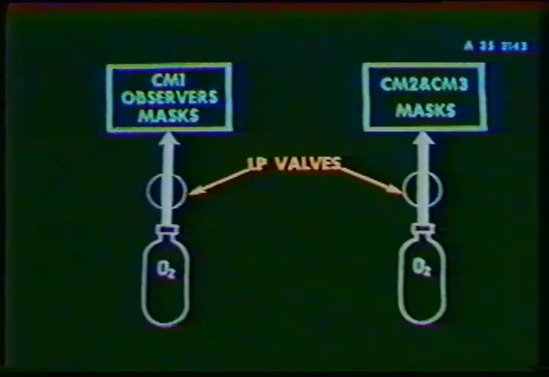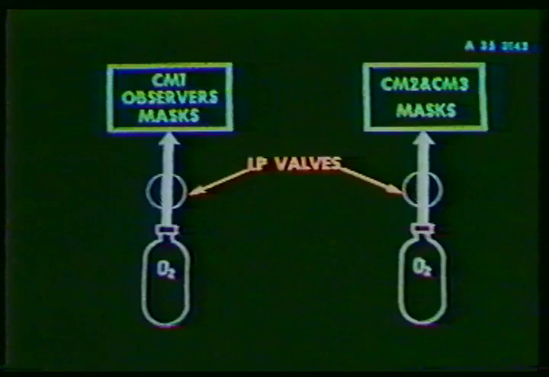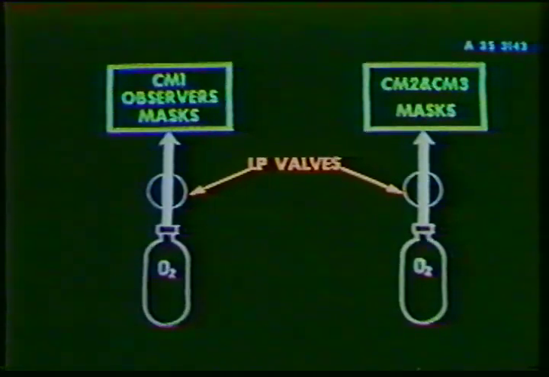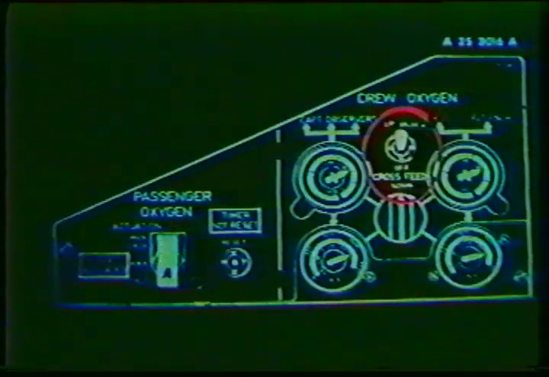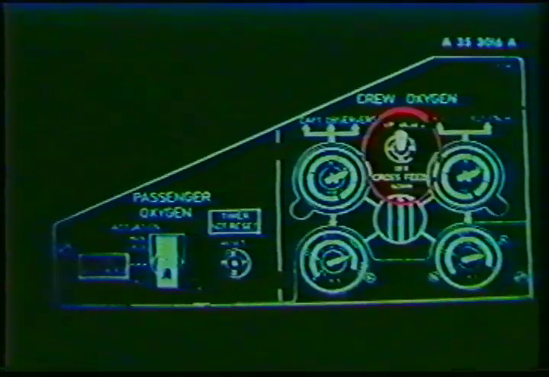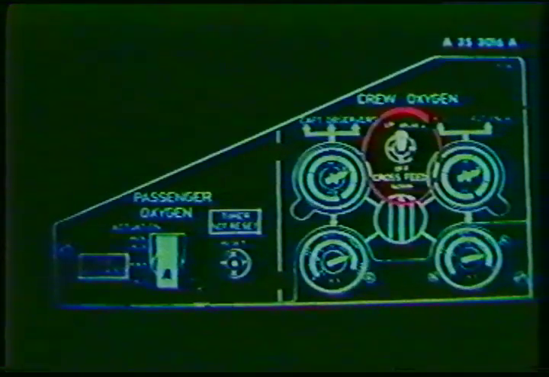A single low-pressure valve switch will connect each oxygen bottle to its respective system, provided the cross-feed rotary selector is in the normal position. This action ensures a regulated flow of oxygen to each independent system.